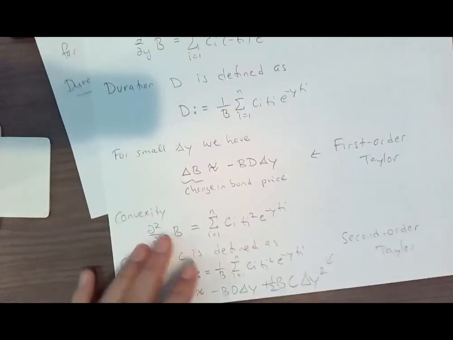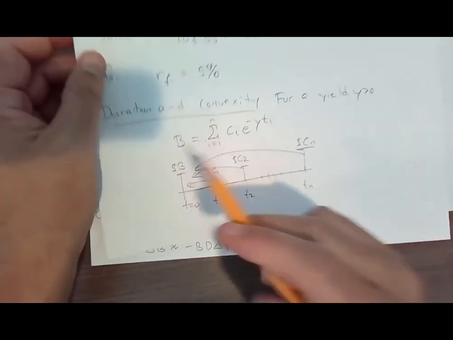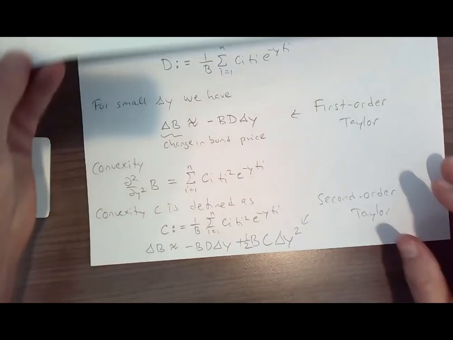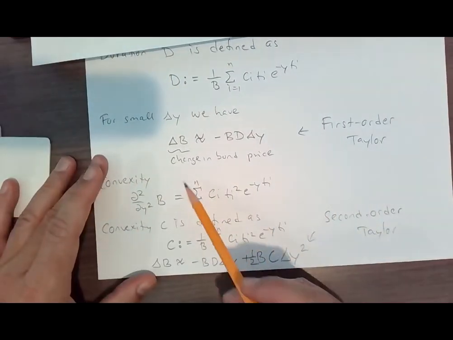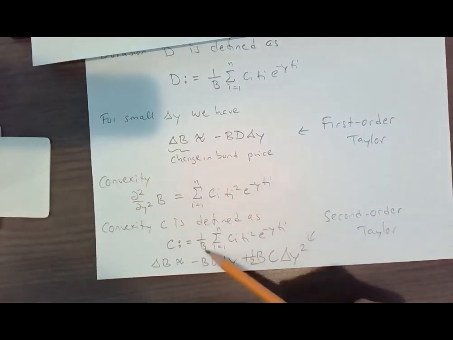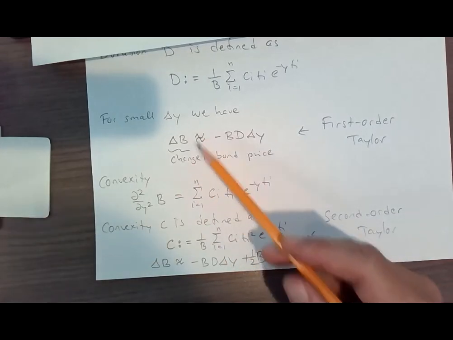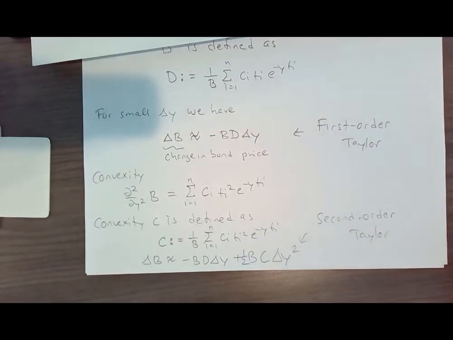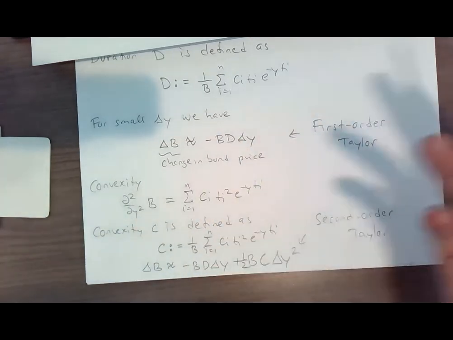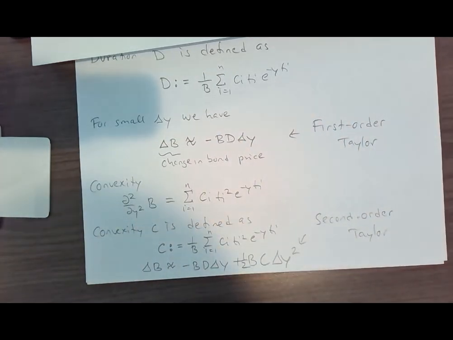So these measures, duration and convexity, one application of them, if you know what they are, the D and C, is that you can use them to approximate changes in the bond price. So you can look at sensitivity of the bond price with respect to yields. And as soon as you want to have sensitivity, that means computing a derivative.